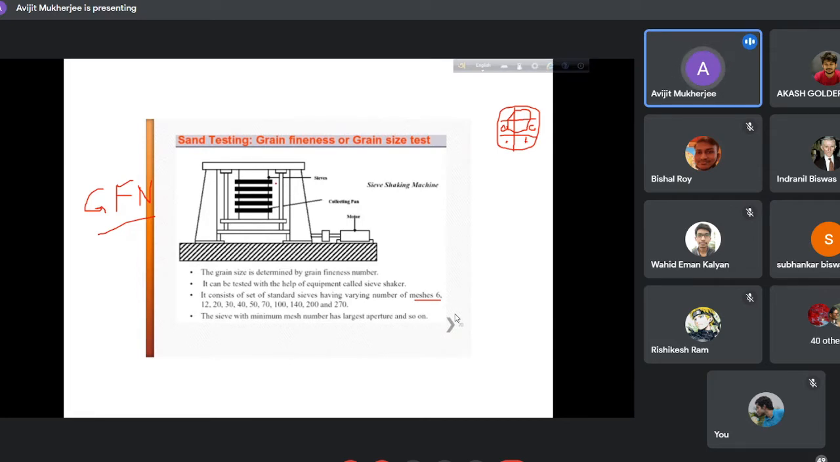So they will come to the second tray. The sieve size of the second tray is 12. It means the second tray is divided into, so this is 6, so this is further divided, so that there are 4, 4, 4, 12 such sections. So what does it mean?